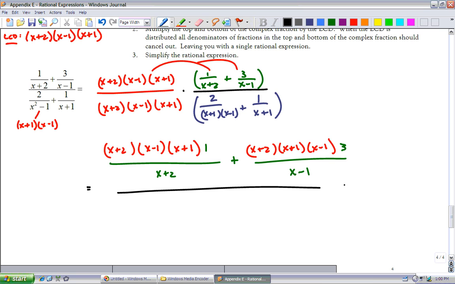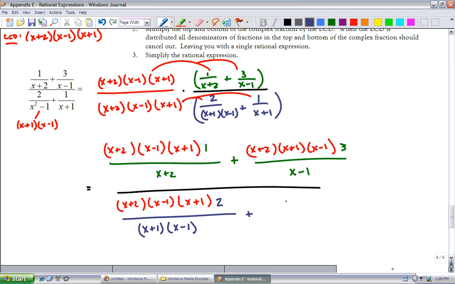All of that is over the same thing happening on the bottom. When we distribute it on the bottom, it still goes to the numerators of those fractions. So we get x plus 2 times x minus 1 times x plus 1, times 2 all over x plus 1, x minus 1, plus the same thing again. This is our least common denominator we're using to eliminate fractions. Again, it looks like a big mess, and if you were using this method, you probably wouldn't write out this step, but I'm doing it so you can see it.